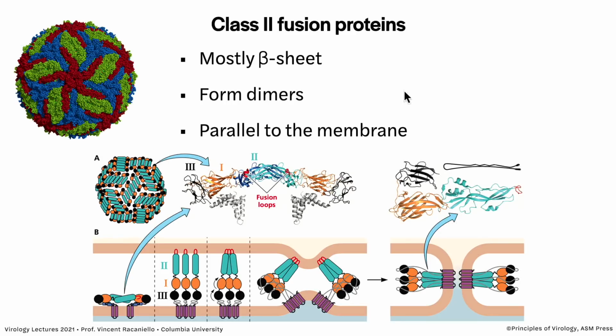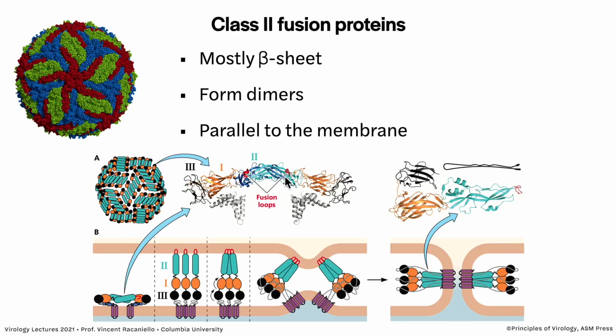So we also have class 2 fusion proteins and also class 3, but I'm not going to tell you about class 3. But class 2 are quite interesting because they are quite different in structure. They're mostly beta sheet, right? If you look at this, here's a class 2 fusion protein, beta sheets mostly. Very little alpha helix. They make dimers instead of trimers, and they go parallel to the membrane. That's the most important thing for you.